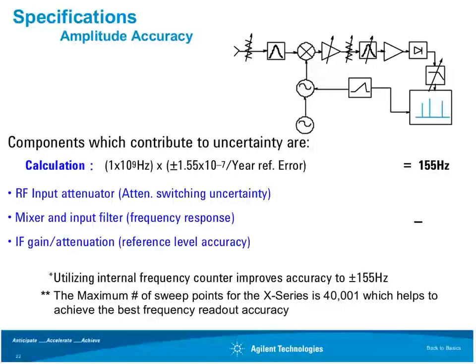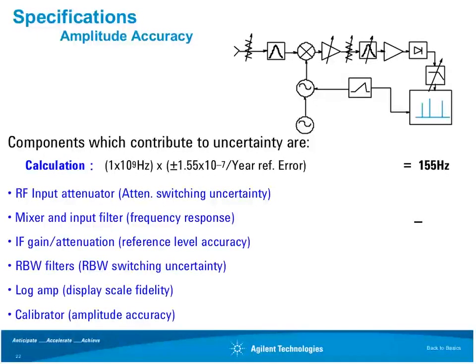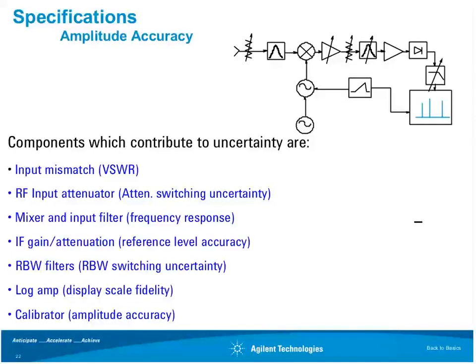All right, now amplitude accuracy depends, again, on a number of different factors. One of the most basic ones would be the input mismatch, or the voltage standing wave ratio. If I have a very poor match, there will be uncertainty associated with that. For those of you who are familiar with network analysis, you know that that introduces, again, a big uncertainty into the amplitude. One of the ways you can improve that, of course, is by adding attenuation at the input. That'll improve the match. But, of course, as you change that attenuator value, that in itself introduces some uncertainty.